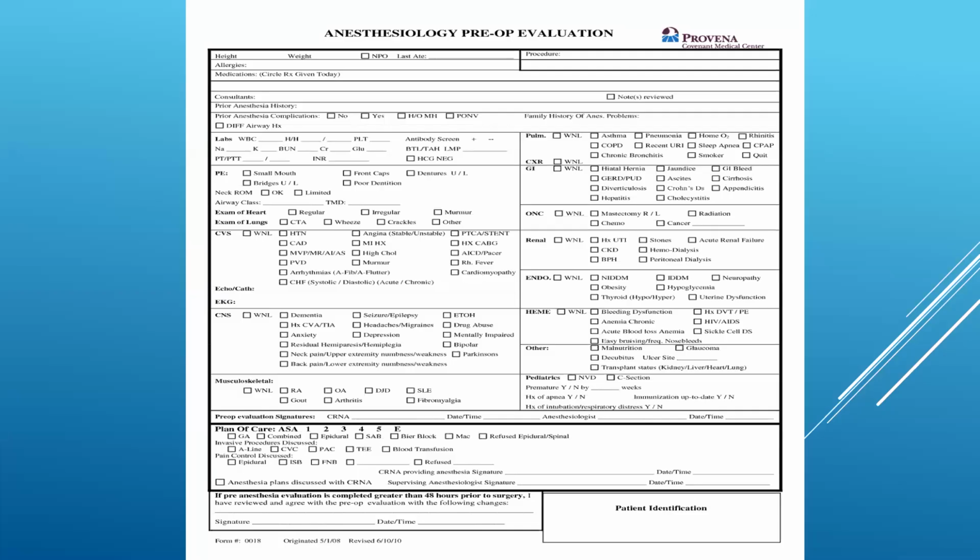This is an example of the sheet that a preoperative nurse who's making the phone call to a patient will fill out. There are check boxes of things you want to ask about within the cardiovascular system: blood pressure, coronary disease, angina, from a pulmonary standpoint, asthma, COPD, etc. All the organ systems are covered. There's a space for their prior surgical history. There's a space for their allergies, for their medications. So this can be filled out by a non-anesthetist and then given to the anesthesiologist to review.